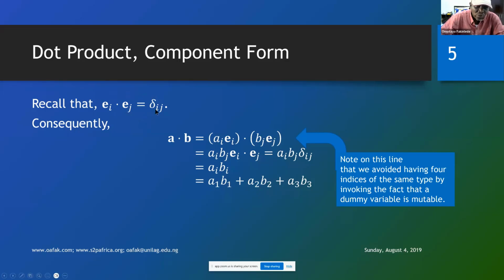I want you to go to the chat room and tell me how many equations this represents. How many equations are here in this expression? Go to the chat room and tell me.